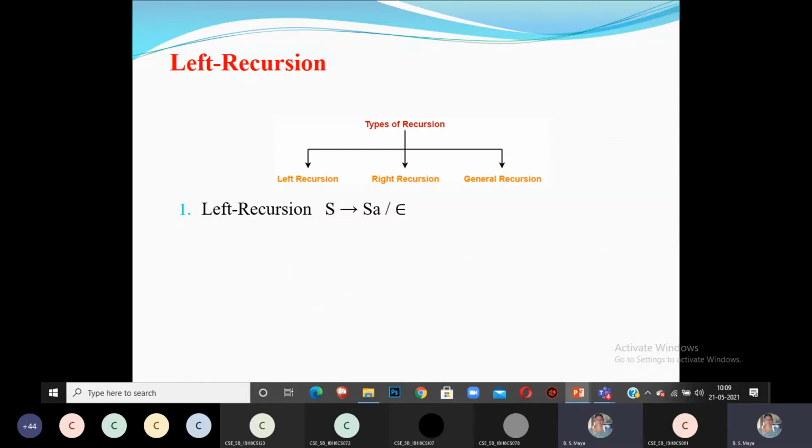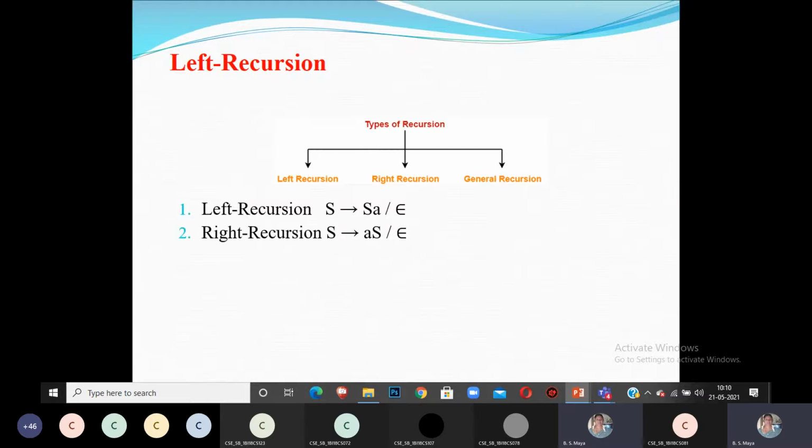Okay, now you can observe. After the arrow mark, the production immediately starts with the same non-terminal as the head of the production. The head of the production is the LHS, and the body of the production is the RHS. S derives S A or epsilon. We have two alternative productions. This looks like a left recursion because S derives S, and the same non-terminal is repeated here.